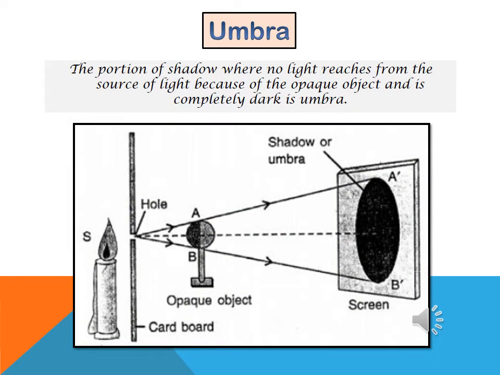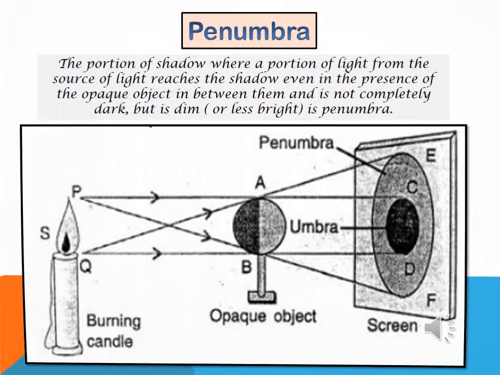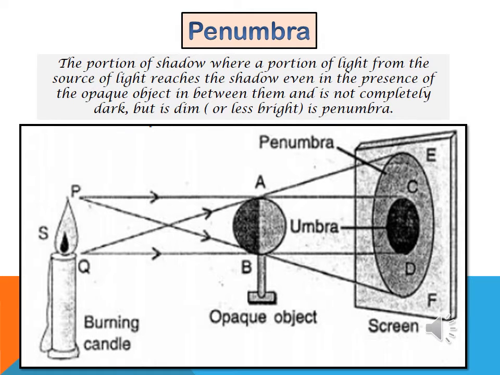Umbra, the portion of shadow where no light reaches from the source of light because of the opaque object and is completely dark, is umbra. Penumbra, the portion of shadow where a portion of light from the source of light reaches the shadow even in the presence of the opaque object in between them and is not completely dark but is dim or less bright, is penumbra. Umbra and penumbra both are obtained on the screen when the opaque object is illuminated by an extended source of light, such as a burning candle or a glowing torch.